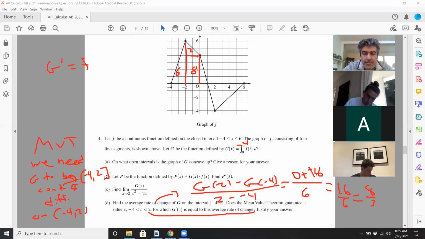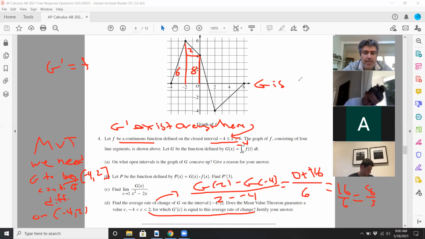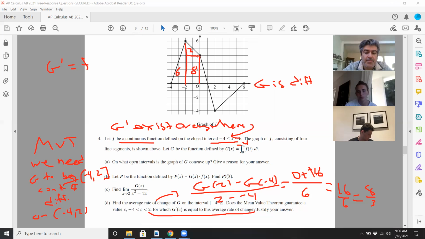Well, here's the thing. F is continuous on that interval. We know that. Look at the graph, right? If F is continuous, then G prime exists everywhere, because G prime equals F everywhere on that interval. If G prime exists everywhere, then G is differentiable. If you're differentiable, you're definitely continuous, because we talked about it a while ago. So the answer is yes. It does guarantee it.